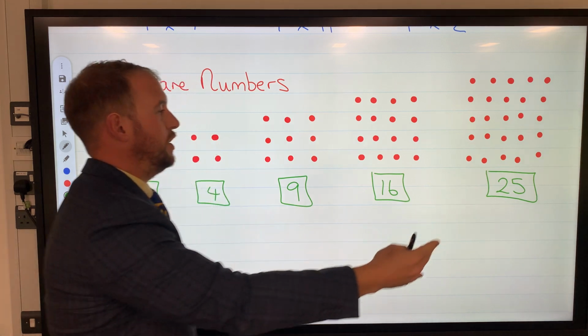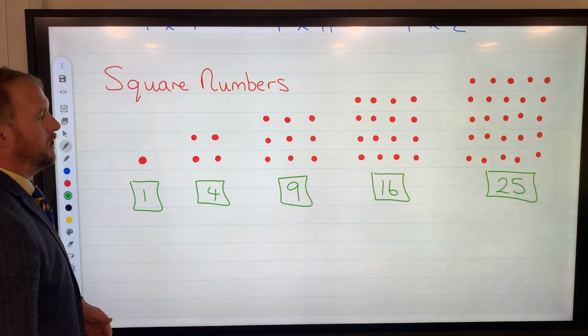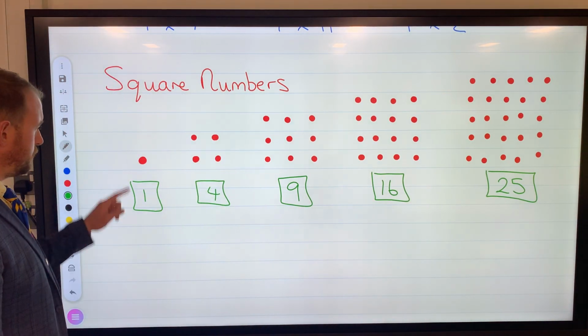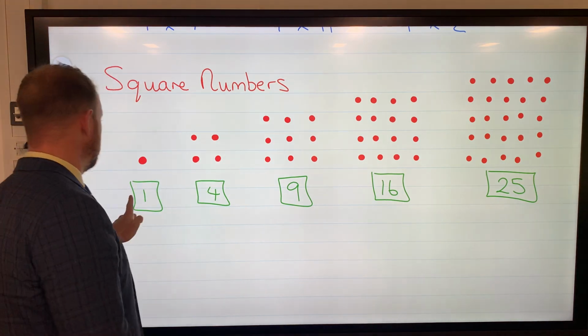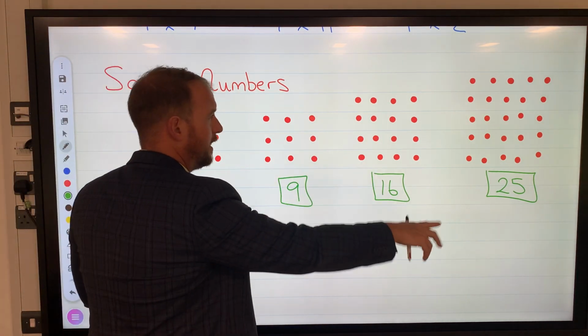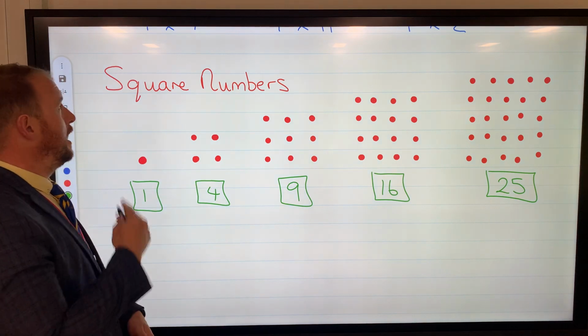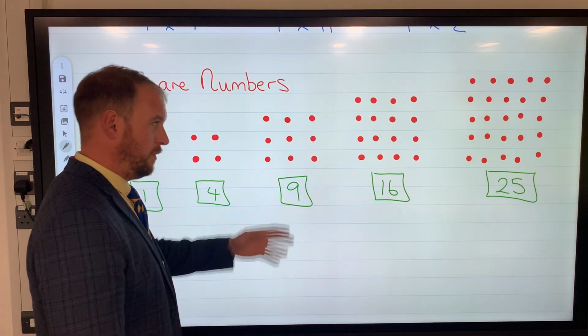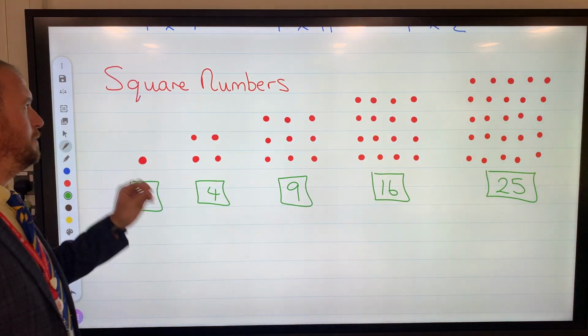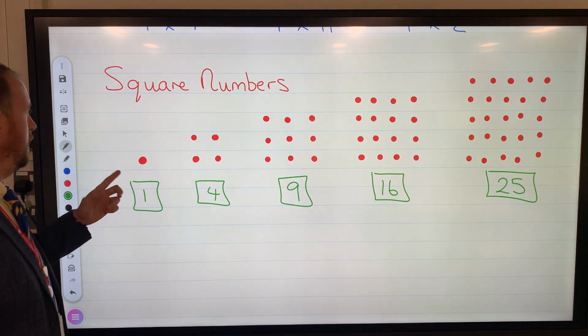Obviously 6 times 6 is 36. 7 times 7 is 49. They are square numbers. That's where they've come from. So these numbers, 1, 4, 9, 16, 25, after a long time of using them, will be numbers that stick in your mind as special numbers, as they are square numbers.